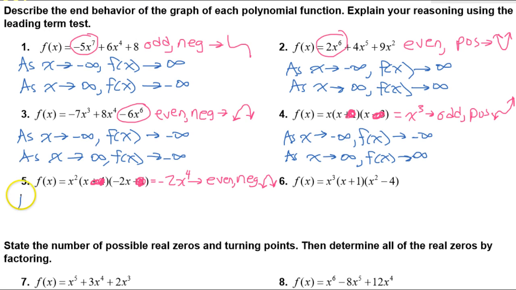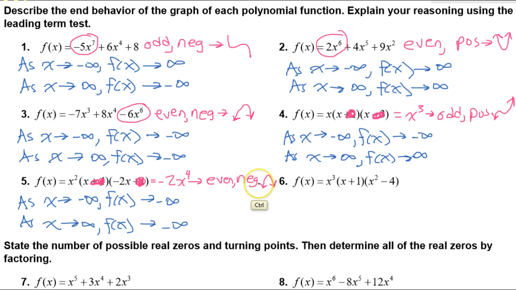Okay, so my end behavior will be as x approaches negative infinity, f of x approaches negative infinity. As x approaches positive infinity, f of x again approaches negative infinity. On the left it falls, and on the right it falls.